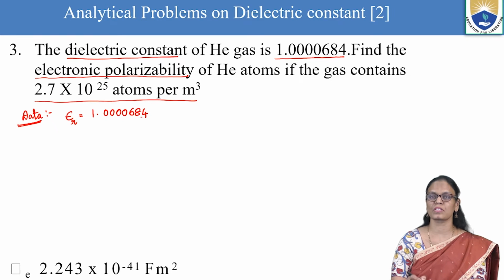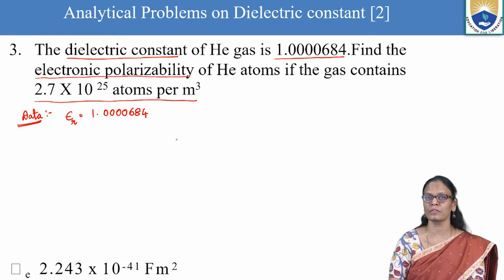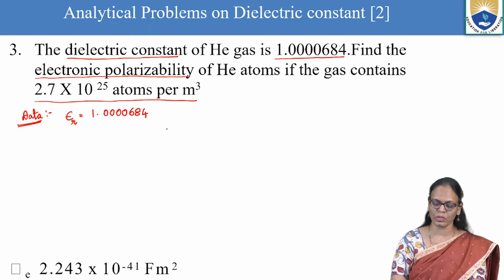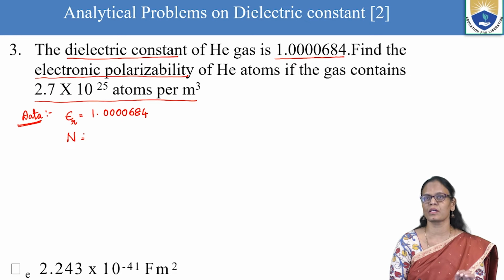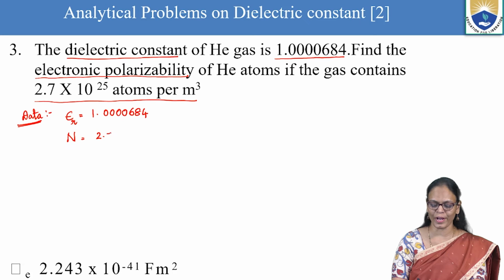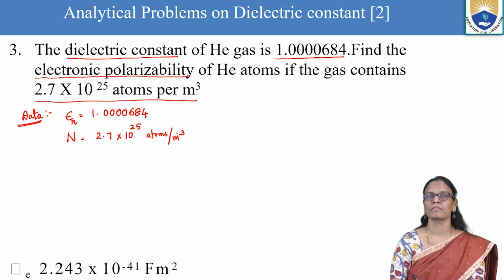1.0000684. This is the value given, epsilon R. And also the number of atoms per unit volume is given, capital N. Always the number of atoms per unit volume is denoted by capital N. So 2.7 into 10 power 25 atoms per meter cube. What we have to find here is alpha E.